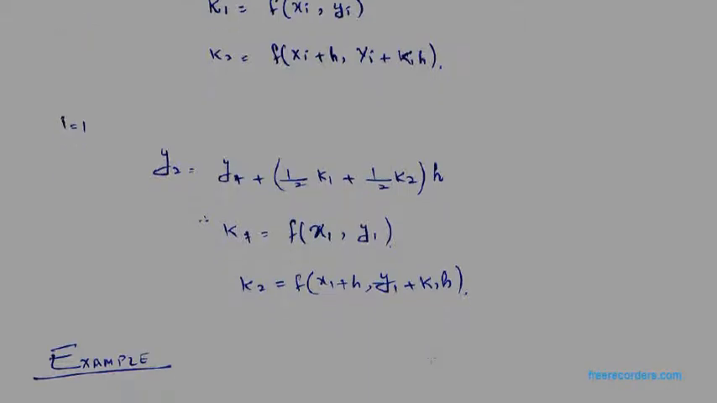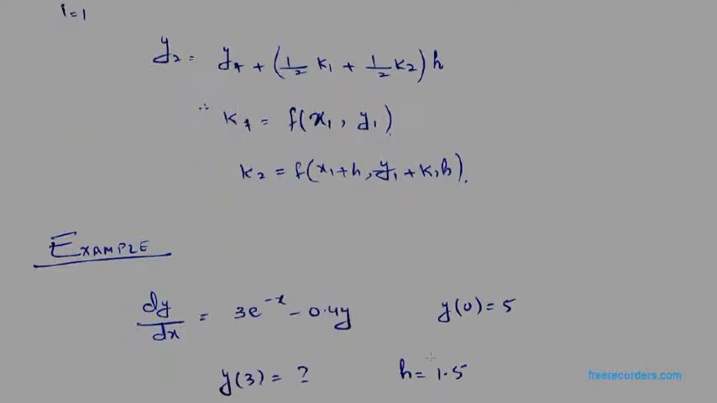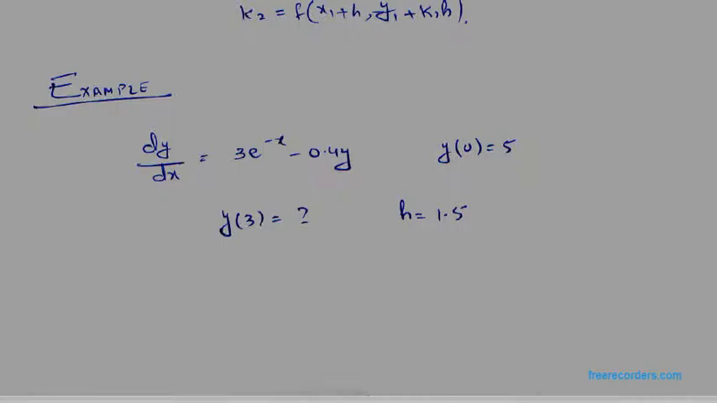So we take an example of how Runge Kutta works. Somebody gives an equation in the form of dy by dx equals 3e power minus x minus 0.4y, and gives an initial condition that y of 0 is equal to 5, so x naught is 0 and y naught is 5. They ask us to find the value of y at x equal to 3, and they also give us a step size of 1.5.